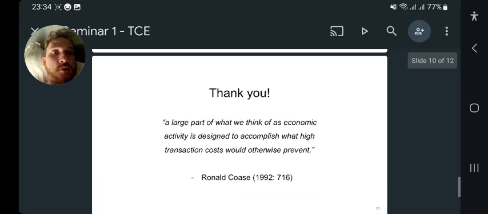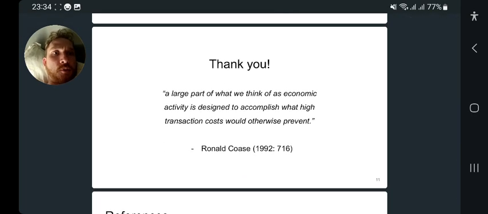And here's a nice quote from Ronald Coase: A large part of what we think of as economic activity is designed to accomplish what high transaction costs would otherwise prevent.